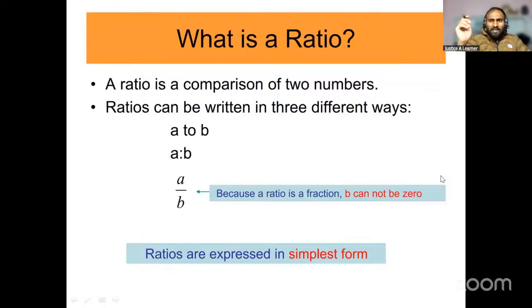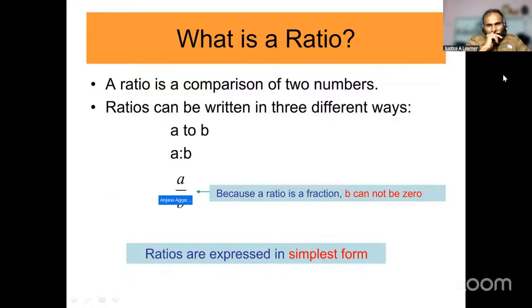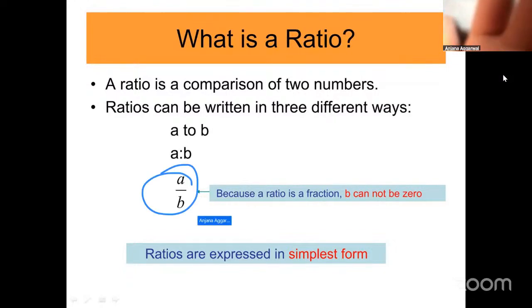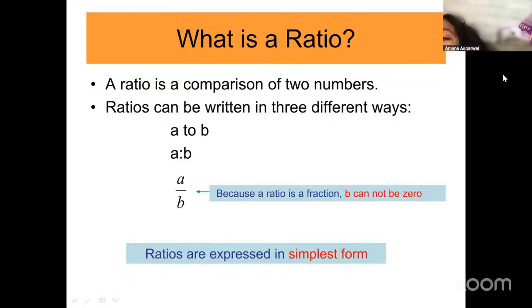So this is something I already made you understand, but now you can read. A ratio is a comparison of two numbers. Ratios can be written in three different ways: A to B, or A:B, or A above B. Because a ratio is a fraction, B cannot be zero. Ratios are expressed in simplest form.